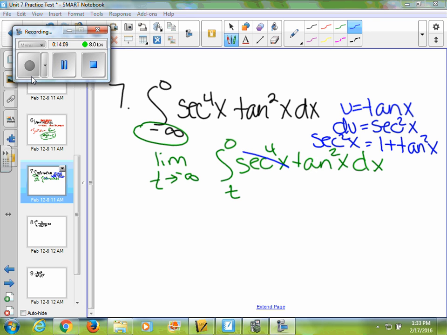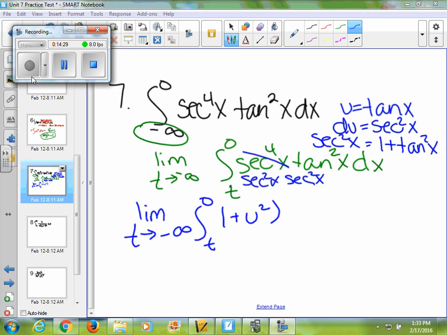So I'm going to rewrite this as secant squared of x times secant squared of x, so that one of those secant squareds can be used as du. So this becomes the limit as t approaches negative infinity from t to 0 of 1 plus u squared times u squared du. Because that secant squared becomes 1 plus tangent squared, but tangent is u. The other secant squared becomes du, and the tangent squared becomes u squared.